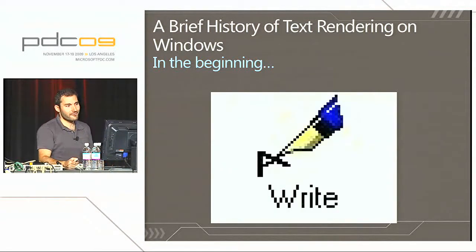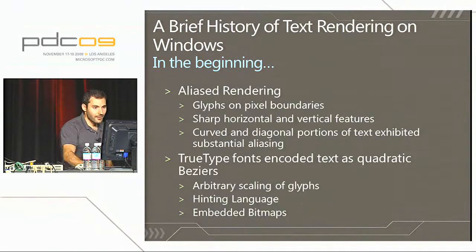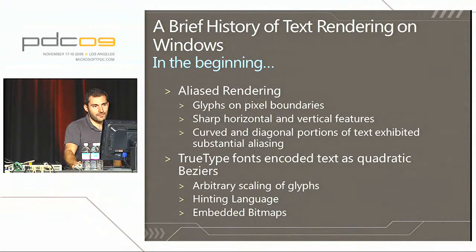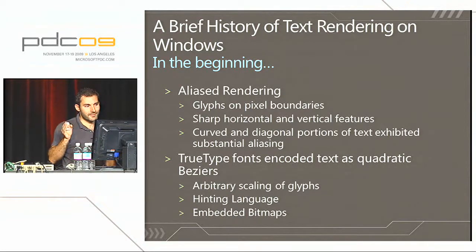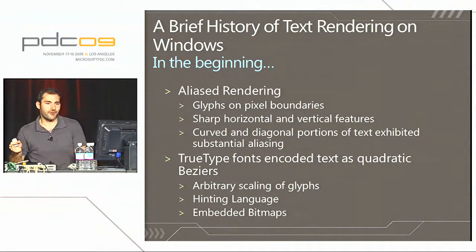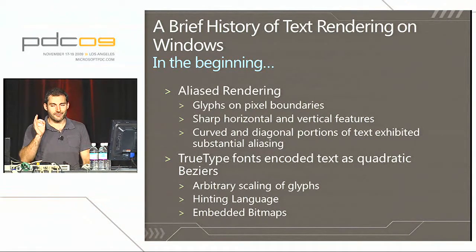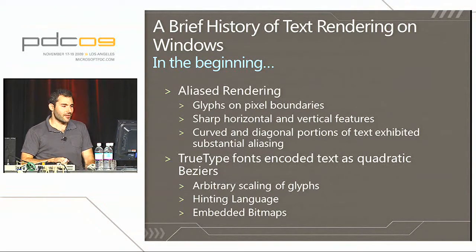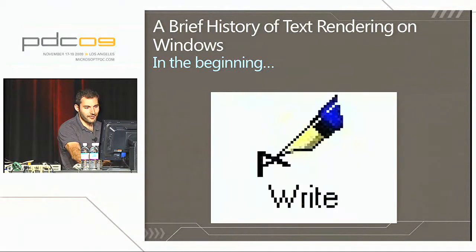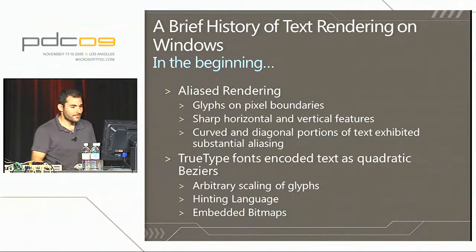So in the beginning, Windows rendered with aliased text. It was aliased black and white, what we call bi-level text. And because it was aliased, you had to align glyphs to pixel boundaries. You couldn't have glyphs on subpixel boundaries. So everything was very sharp. If you had a vertical stem on a character, the stem was a black line that was pixel aligned, so it was very sharp. The curves and diagonal portions, of course, had horrible aliasing. You can see them on the W there.